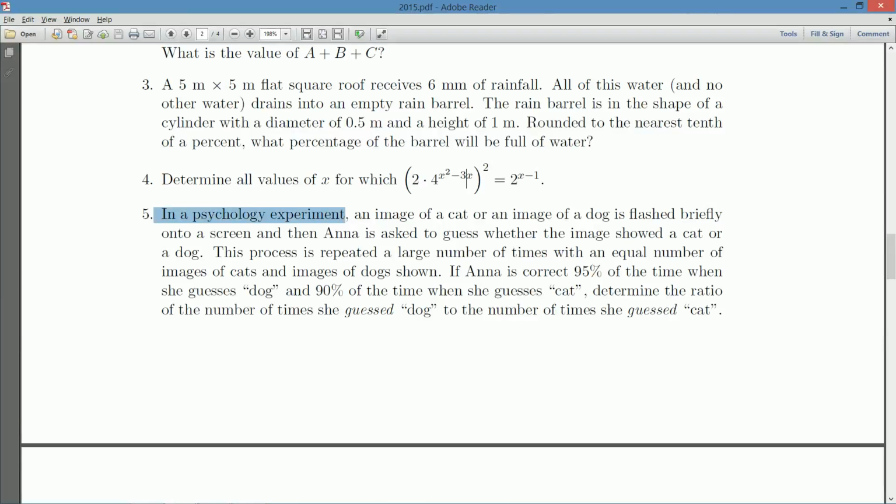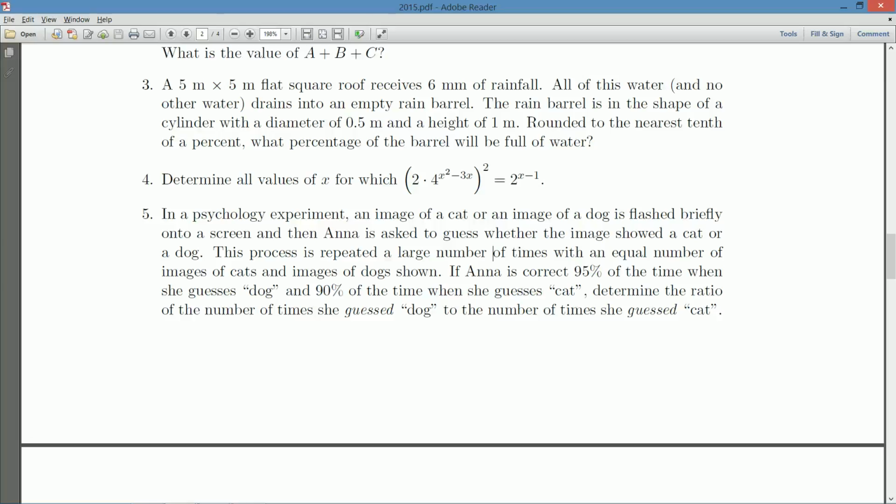In a psychology experiment, an image of a cat or an image of a dog is flashed briefly onto a screen, and then Anna is asked to guess whether the image showed is a cat or a dog. This process is repeated a large number of times with an equal number of images of cats and images of dogs shown. So, equal number there. So if this was done 20 times, 10 of those images are going to be cats, 10 of them are going to be dogs. If this was done 100 times, 50 of the images will be cats, 50 of the images will be dogs. That's important to know.